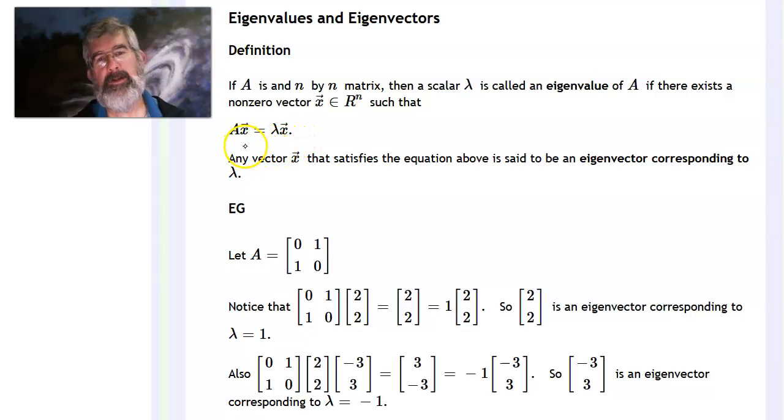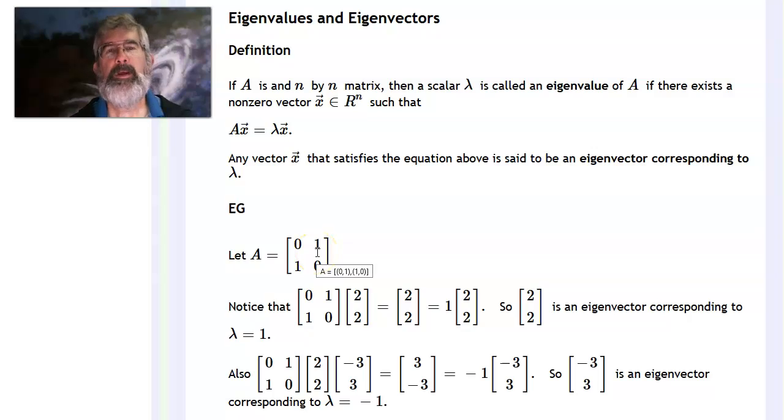So if you're thinking about matrix transformation, what we're saying is that the vector x is being sent to just a scalar multiple of itself. Okay. Now, any such vector x that satisfies this equation is called an eigenvector corresponding to the eigenvalue lambda.